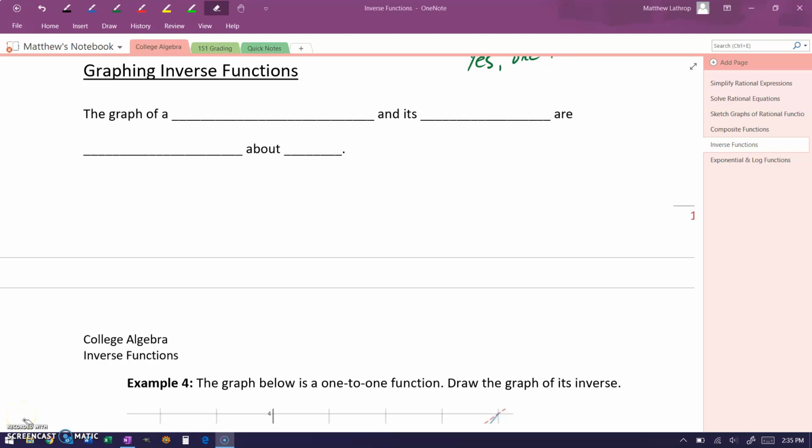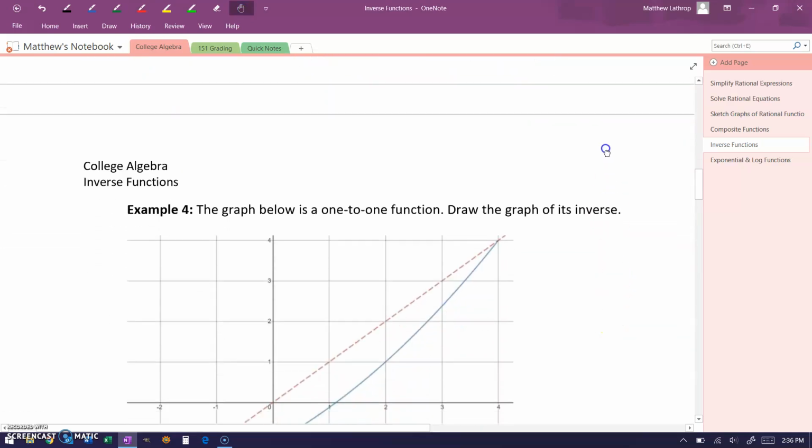We can use the horizontal line test to identify one-to-one functions. From there, we can note that any one-to-one function and its inverse are symmetric with each other about the line y equals x. So a function and its inverse, or the graph of a one-to-one function and its inverse, are reflections of each other across the line y equals x.